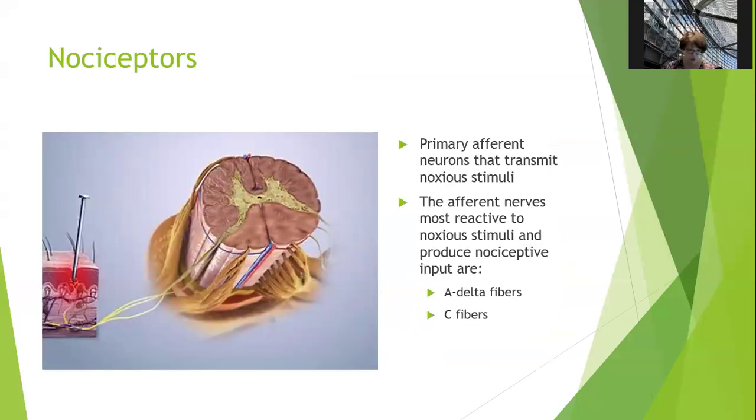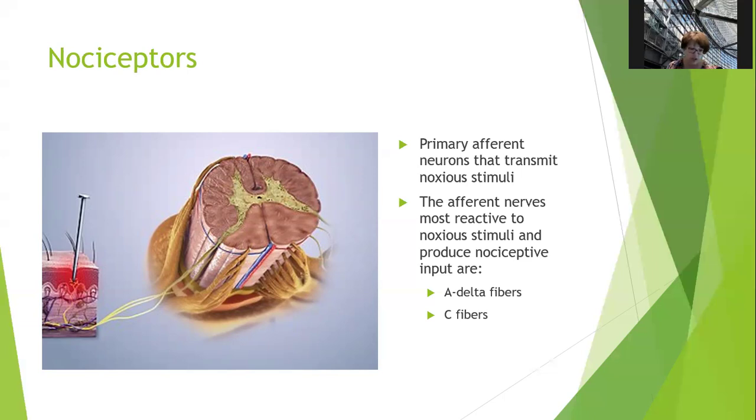So nociceptors are a subcategory of peripheral sensory nerves. They are primary afferent neurons that transmit noxious stimuli. Some of the other peripheral nerves transmit light touch, pressure, vibration, stretch. The job of the nociceptors is to transmit information about noxious stimuli.